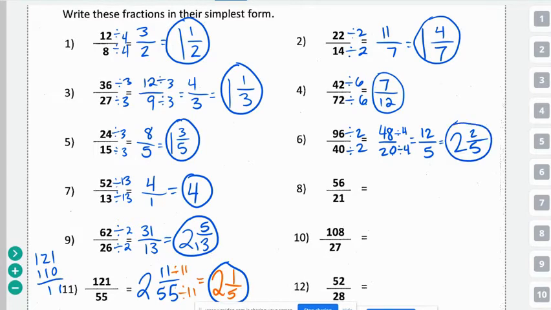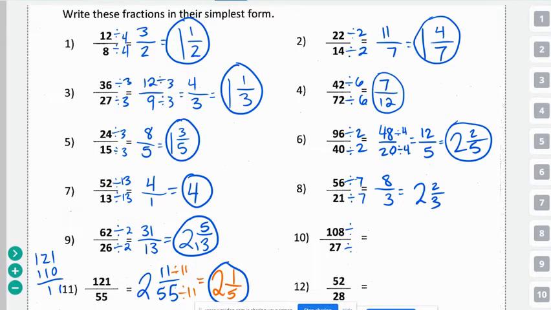Circle your answer. 56 over 21. They both are divisible by, no, they're not both divisible by 3. They're both divisible by 7. That's the biggest factor they share. 56 divided by 7 is 8, and 21 divided by 7 is 3. 3 can go into 8 twice, with 2 left over.